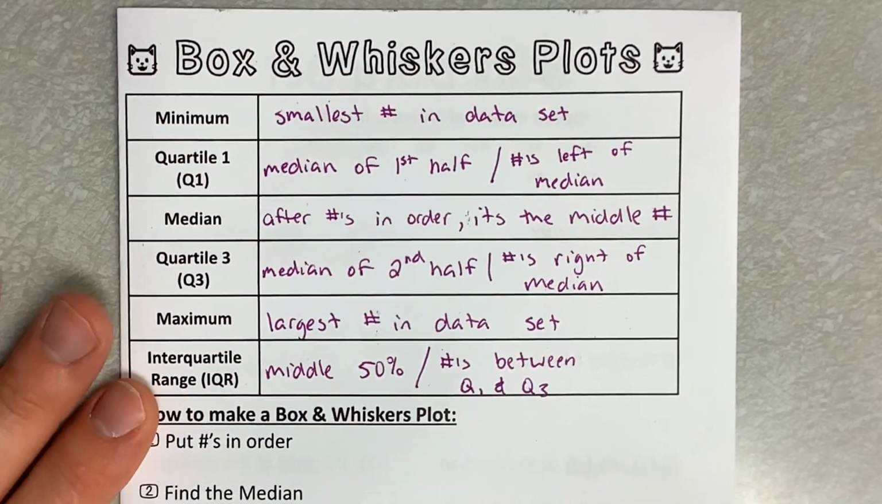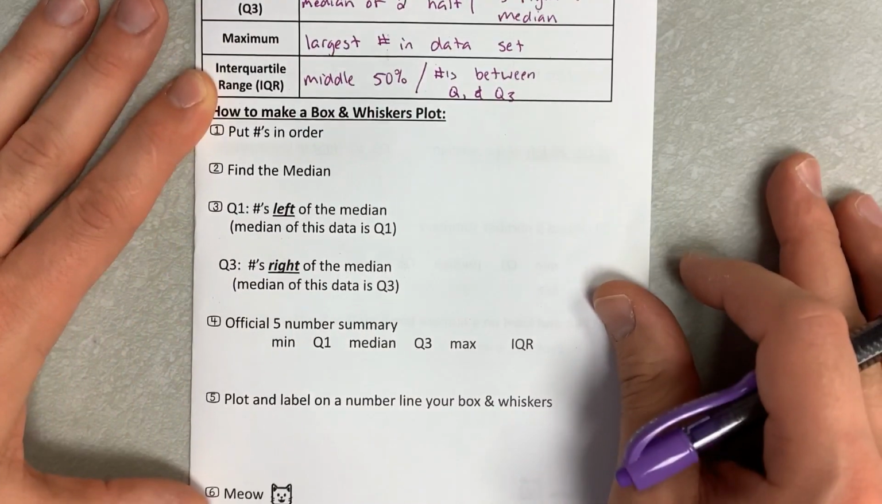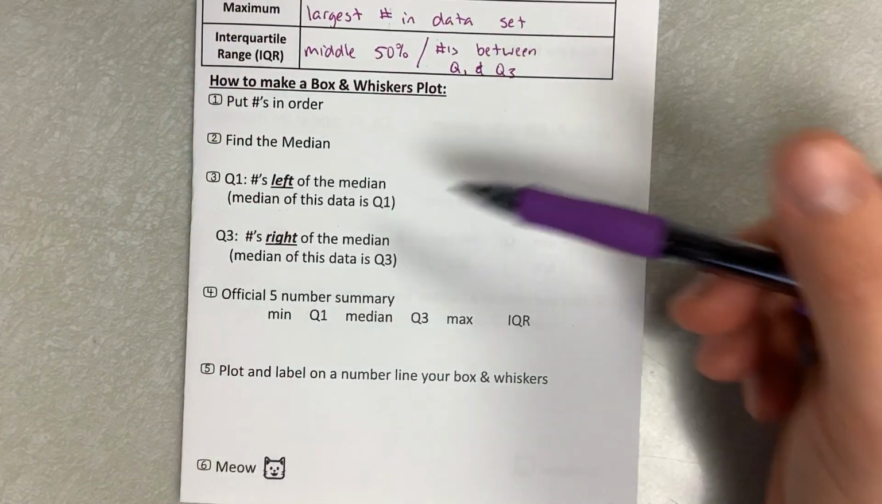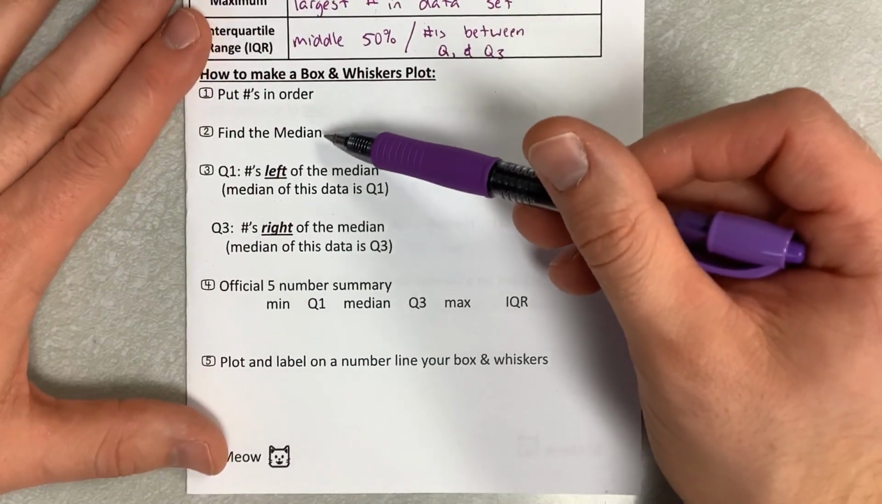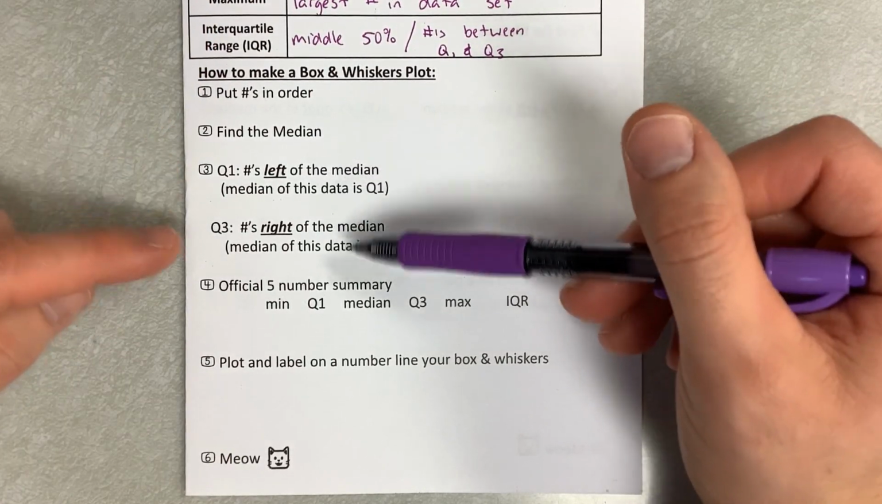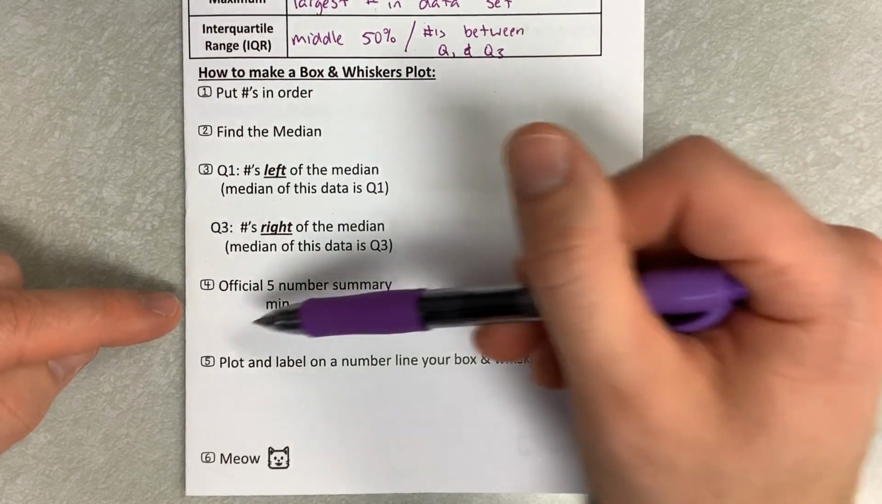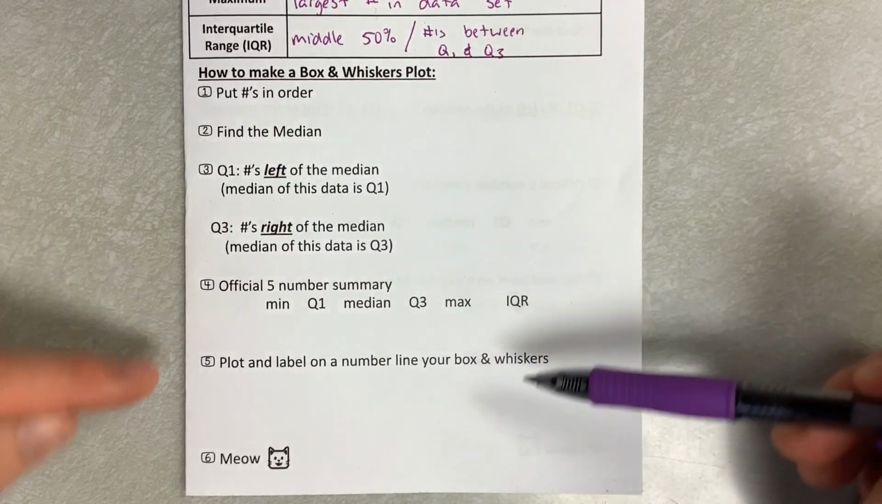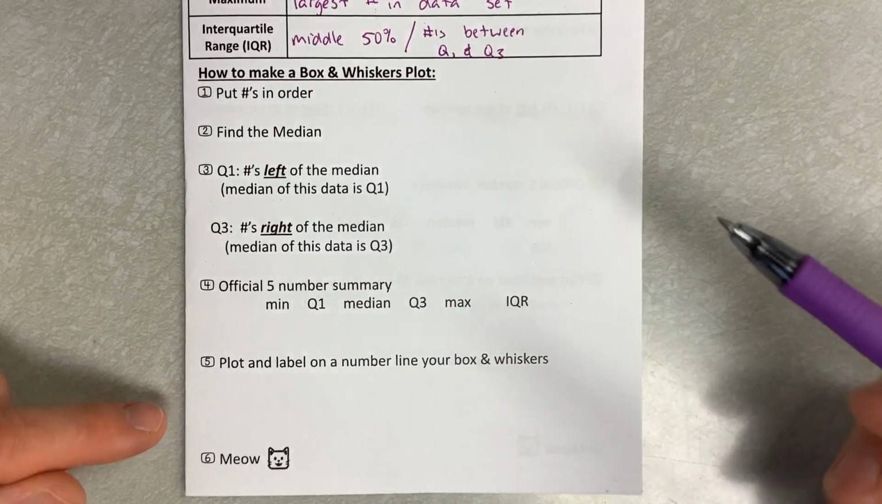Also, to make a box and whisker plot, these are our steps. Step 1, put numbers in order. Step 2, you find the median. Step 3, you find the Q1 and then Q3. Step 4, you organize your 5-number summary. Step 5, you're going to make your box and whisker plot.